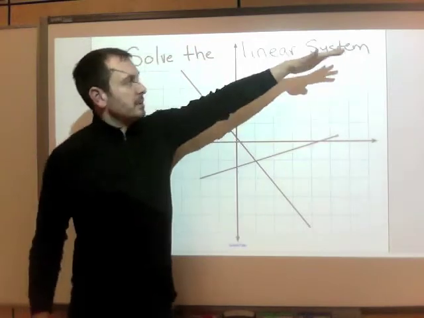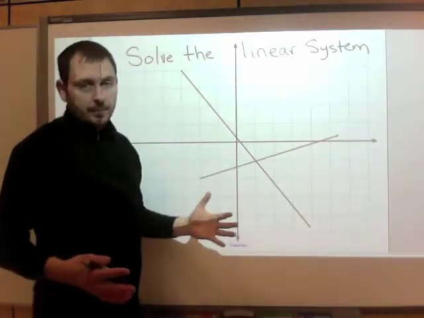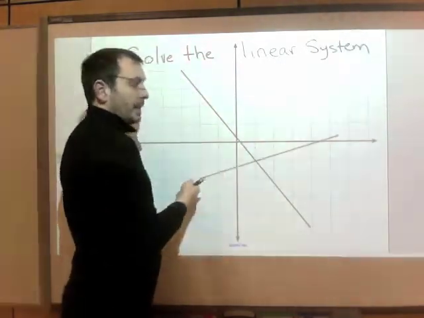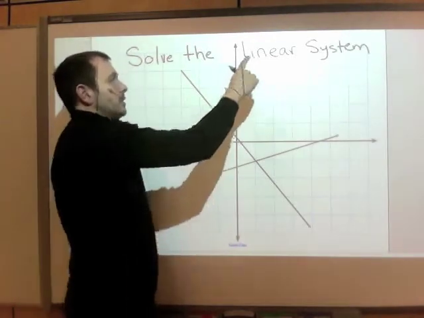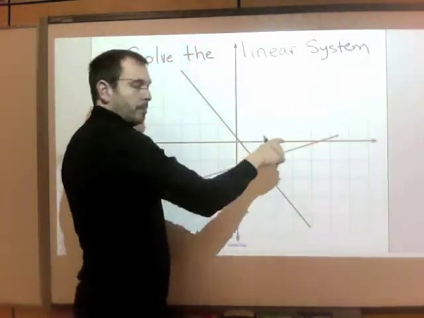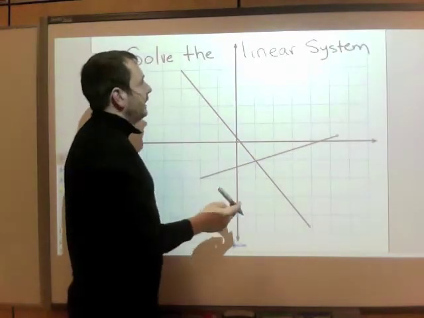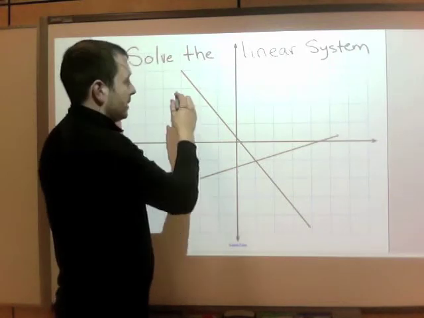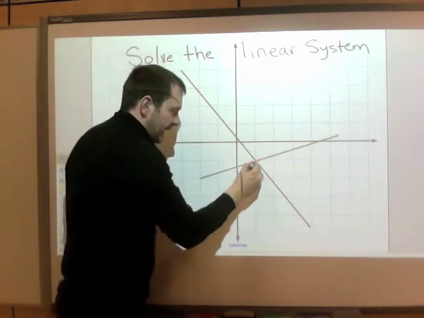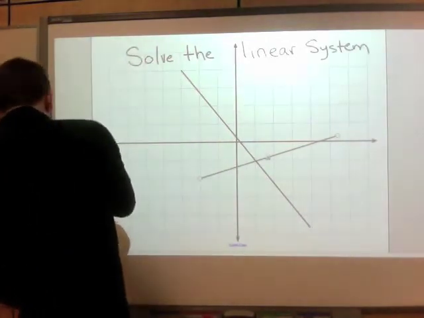First of all, a system just means there's more than one. So there are two lines. It's linear, meaning straight lines, no curves. So linear, straight lines; system, more than one. Solving it is where these lines meet each other. That's as simple as it is. So where do these lines meet? That's happening right here.